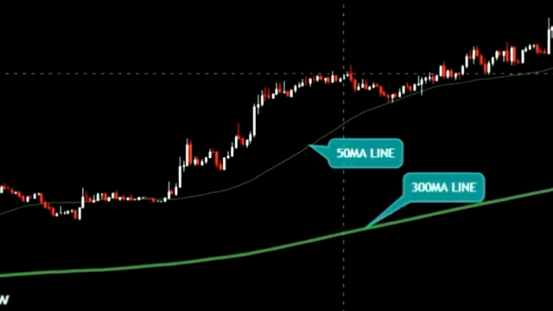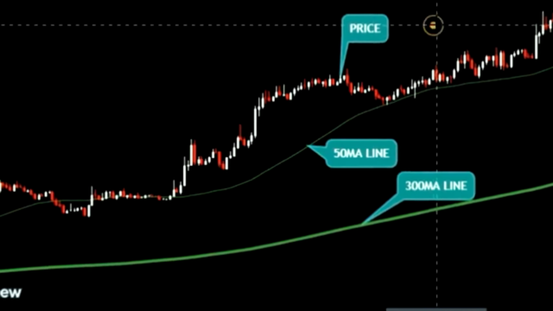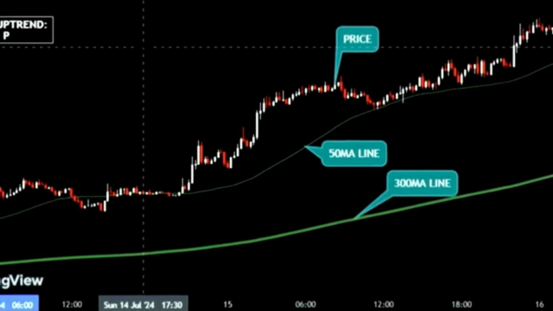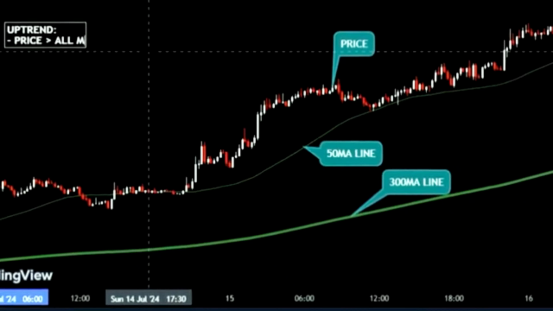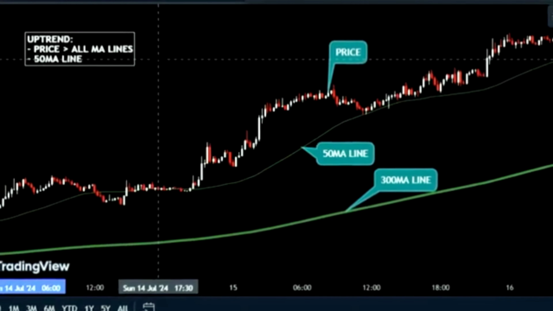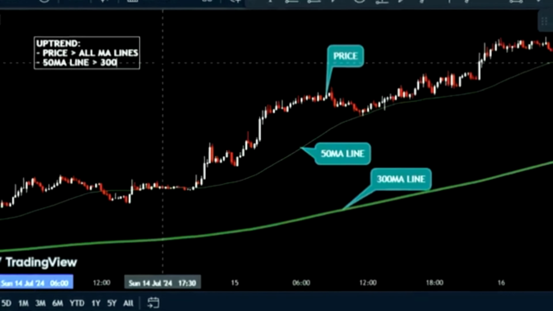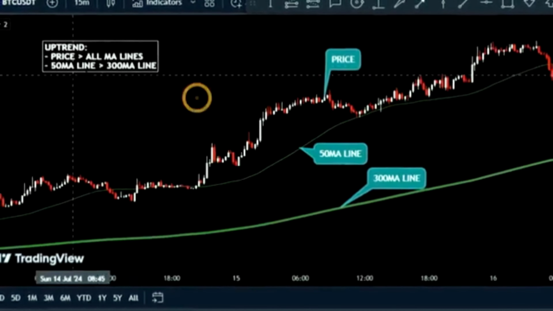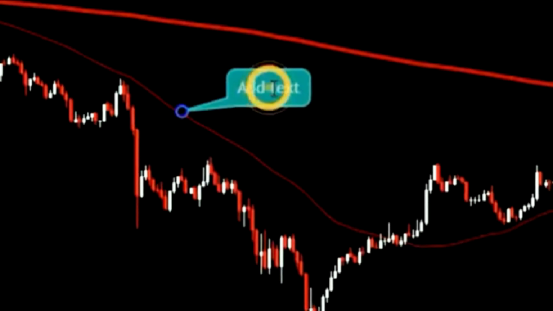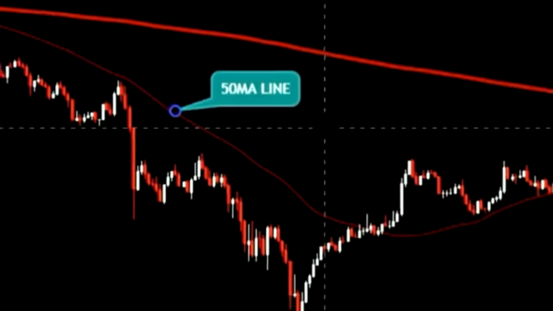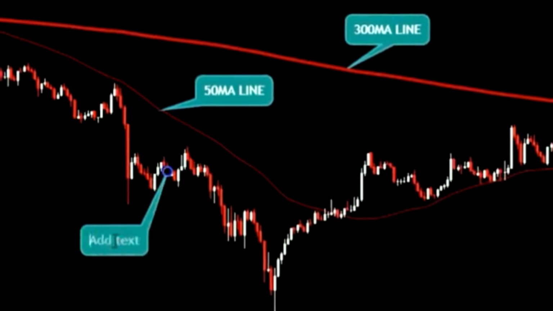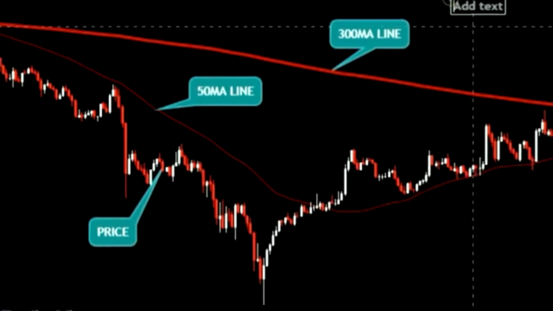When the MA50 line is above the MA300 line and the price candles are above both, it suggests a bullish trend. That's when the market is on an upward swing. On the flip side, if the MA50 line is below the MA300 line and the price candles are below both of them, it indicates a bearish trend. That's when the market is heading downward.